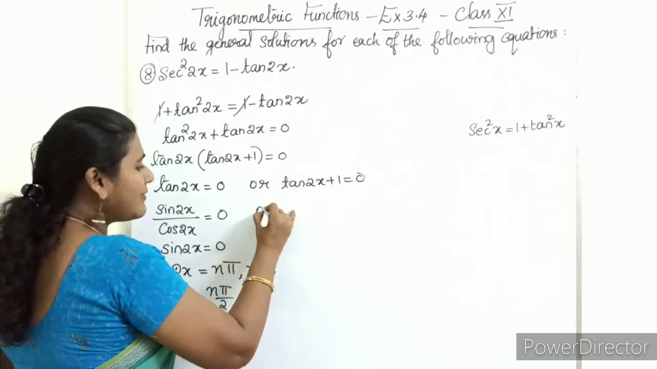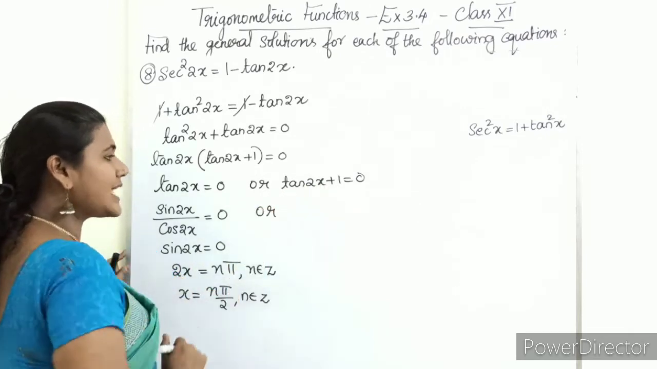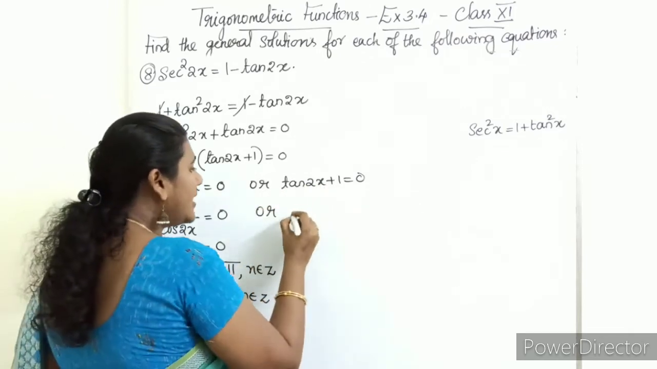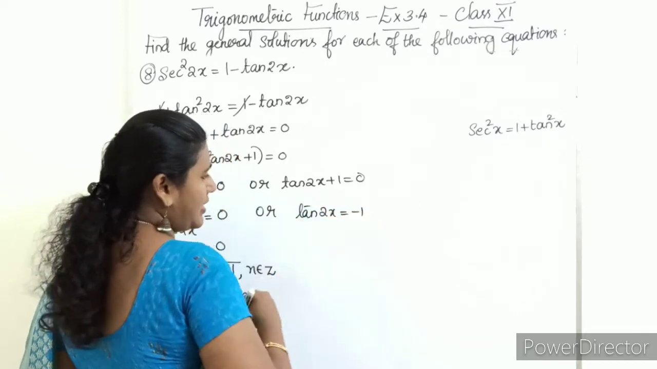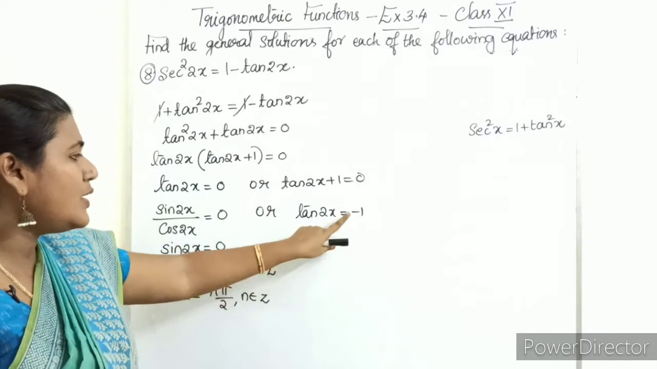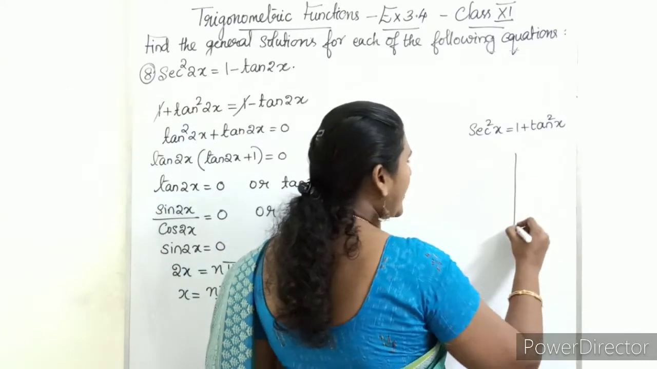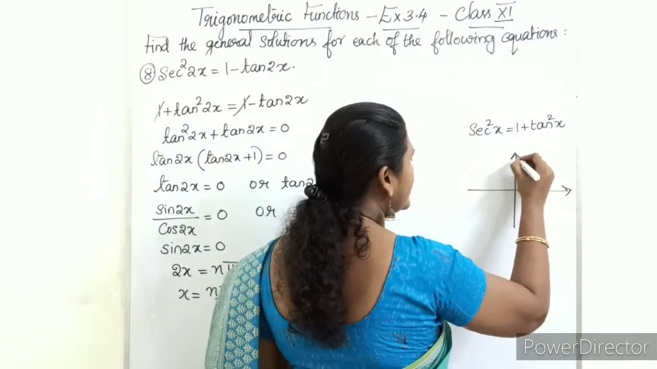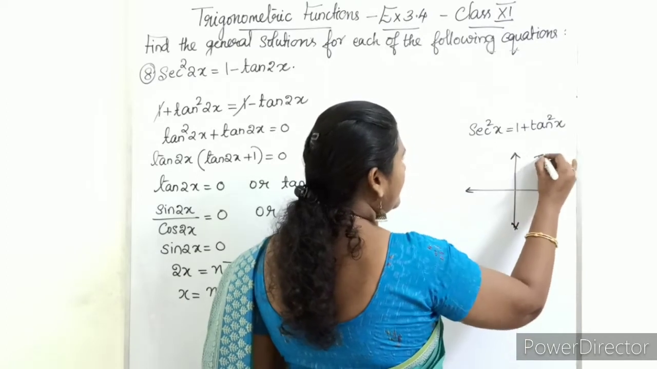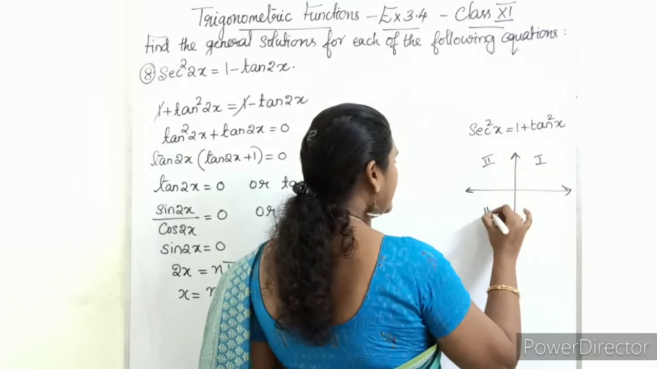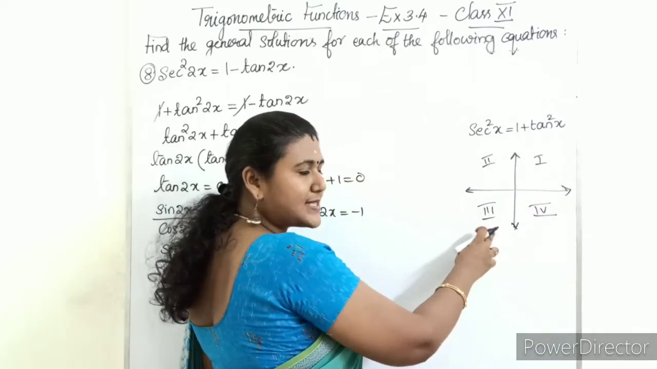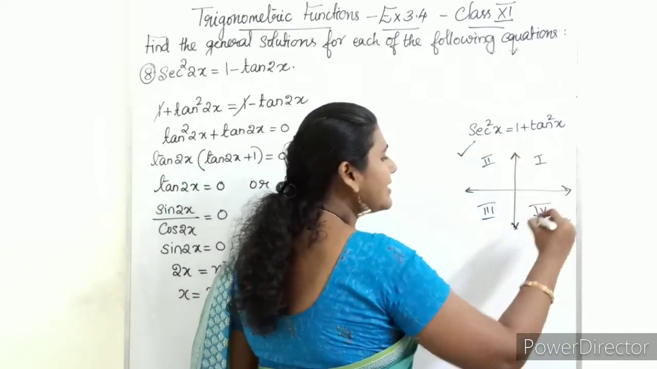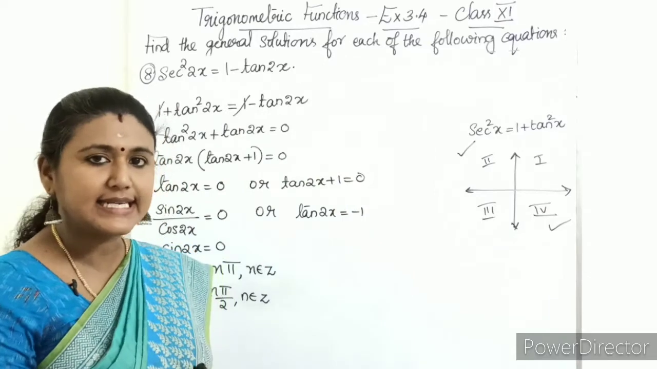Now we will find the solution for the second one. Here tan 2x is equal to minus 1. See here, tan value is negative. In which quadrant is the tan value negative? First, second, third and fourth. In the third and first quadrant tan is positive. So only in the second and the fourth quadrant tan is negative.